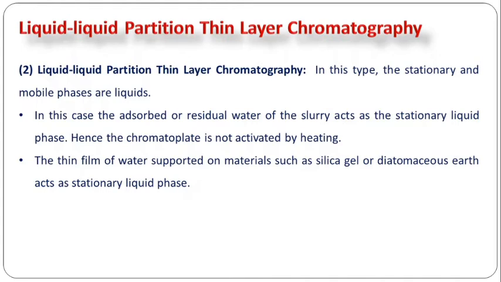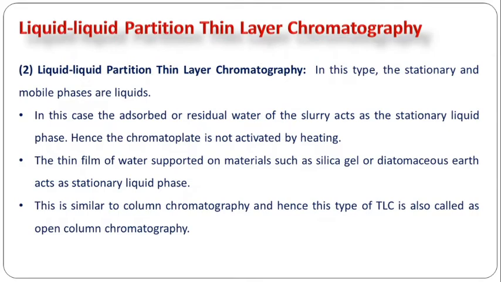So this is the difference. In this case, the water, the adsorbed water or moisture present on the surface of the silica gel, acts as the stationary phase, while silica gel or diatomaceous earth acts as an inert solid support medium for the liquid stationary phase. This is similar to column chromatography, and hence this type of TLC is called open column chromatography. TLC can be called open column chromatography because the principle is the same for TLC as well as column chromatography.